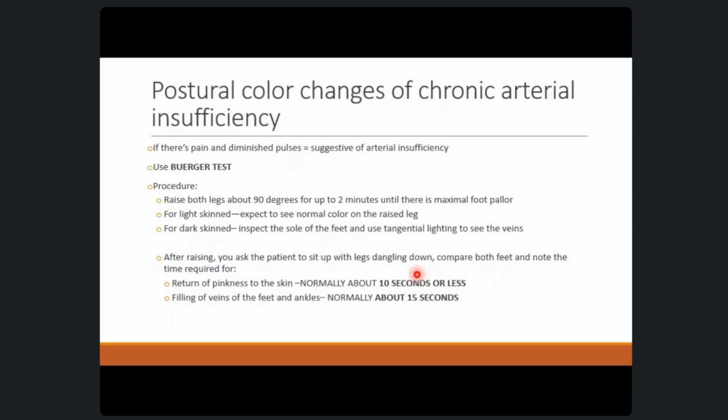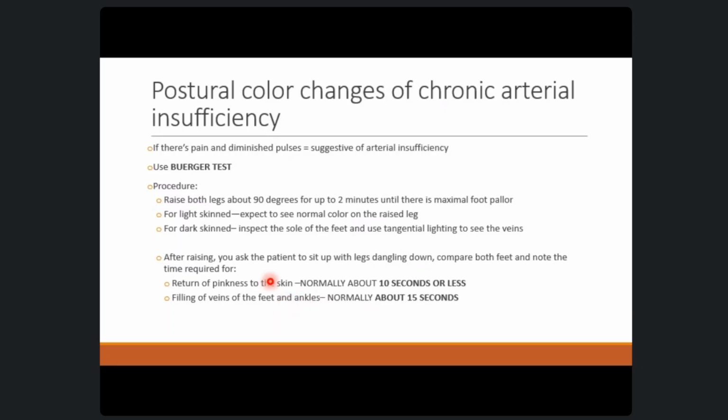Actually, just time how long it takes. The return of the pinkness to the skin is about 10 seconds. So the color becomes pink in 10 seconds. Then the feeling of the veins, right? When you raise the feet, the veins compress. So when the veins fill, it would take about 15 seconds.